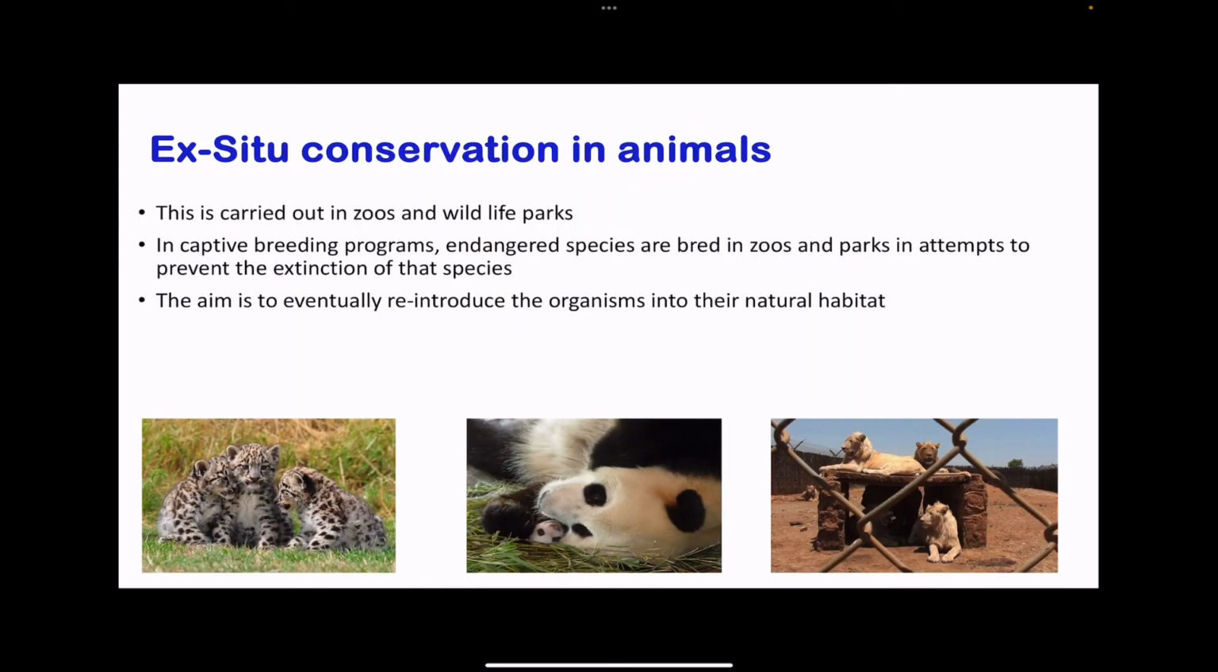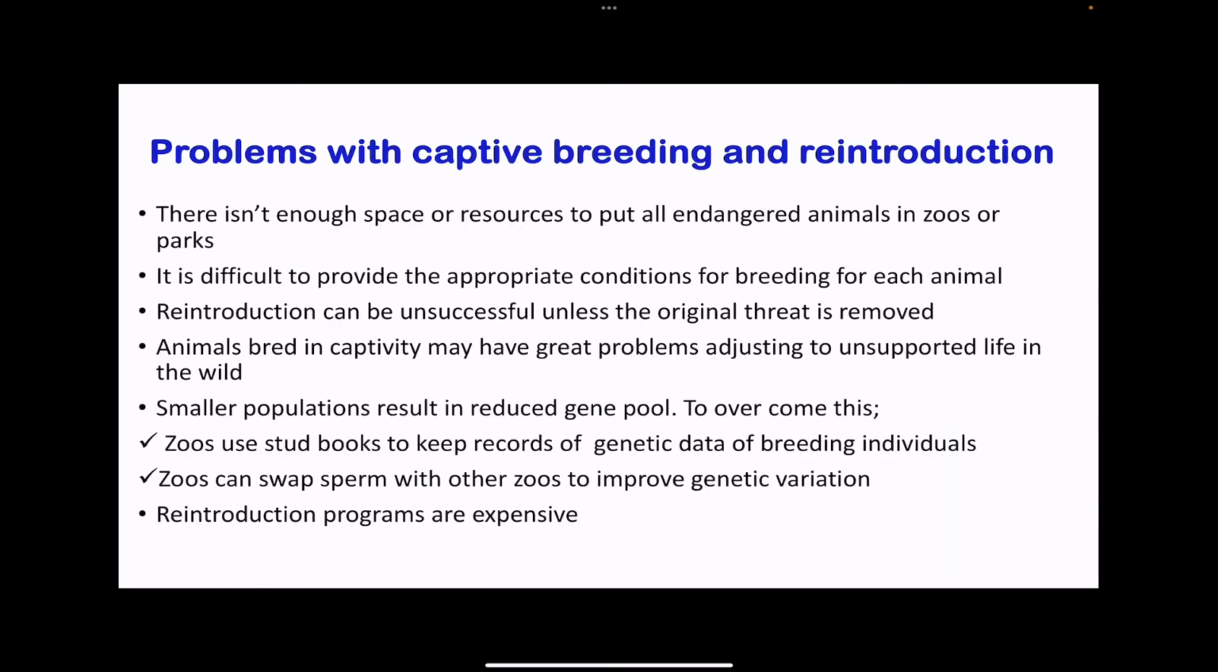Ex-situ conservation in animals, and again these are carried out in zoos as well as wildlife parks. They carry out captive breeding, meaning the animals are going to be captured and they're going to be bred in the zoos or in the wild parks in attempts to prevent their extinction, and then after they can be reintroduced into their natural habitat in order for them to thrive in those areas.